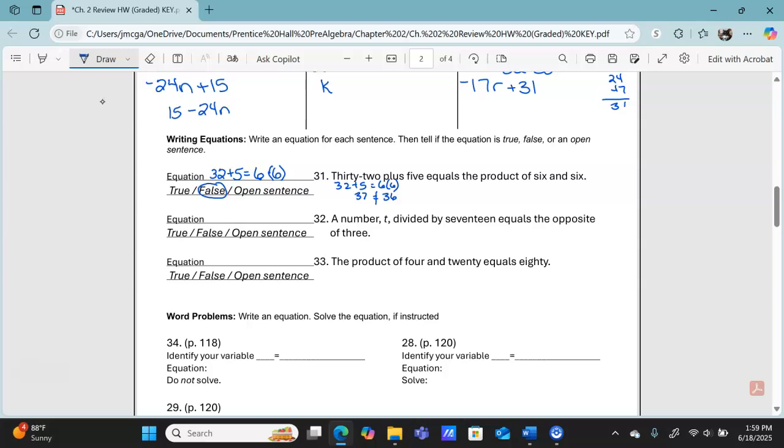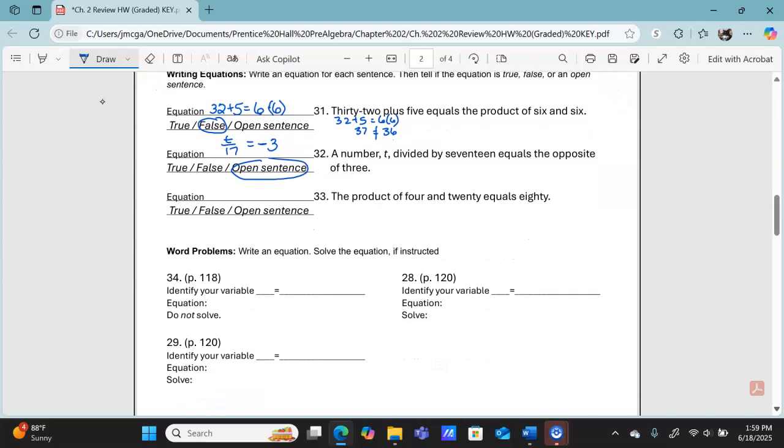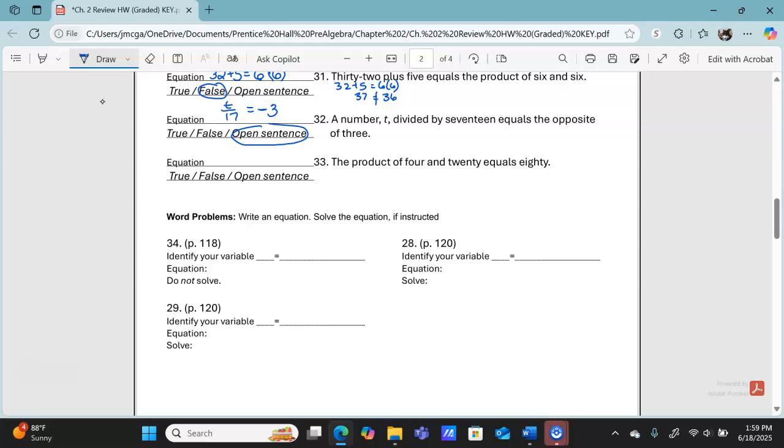A number t divided by 17 equals the opposite of 3. And that negative is the opposite of 3. This is an open sentence because it has a variable in it. And then number 33, the product of 4 and 20, product means multiplication, equals 80. And that's true because 4 times 20 does equal 80.